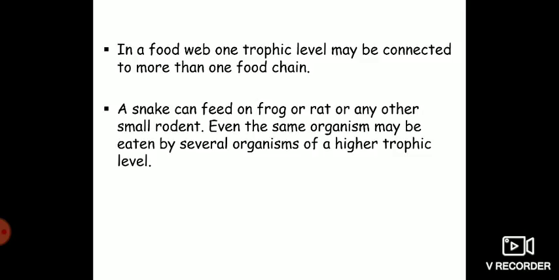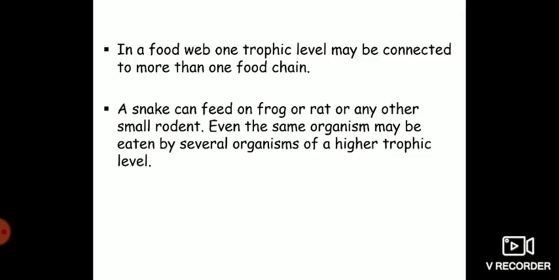One more way of explaining this is, let us take an example of a snake. A snake can feed on a frog, or it can eat a rat or any other rodent species. That means the snake does not always have a single option. Had it been the case, then we would have said that the energy and matter is flowing in ecosystems in a linear sequence, that means food chains.